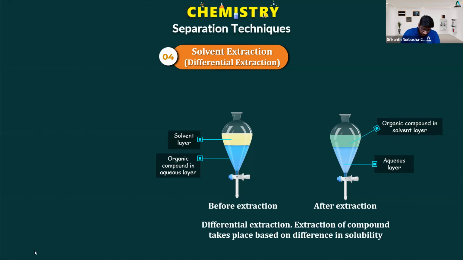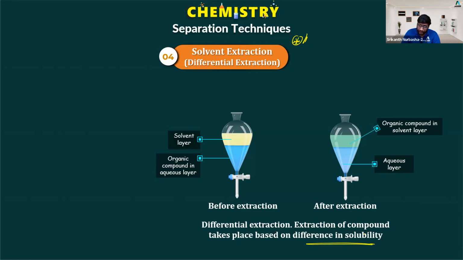So, last class, if you remember, we discussed the concepts of purification, like sublimation, crystallization, distillation. In distillation, we have seen four methods: simple distillation, fractional distillation, distillation under reduced pressure, and also steam distillation. The other techniques of purification are solvent extraction and also chromatography. Solvent extraction, or differential extraction. What is this? So differential extraction or solvent extraction takes place based on difference in solubility.